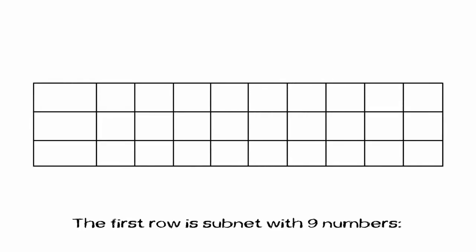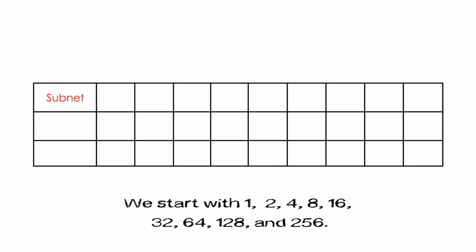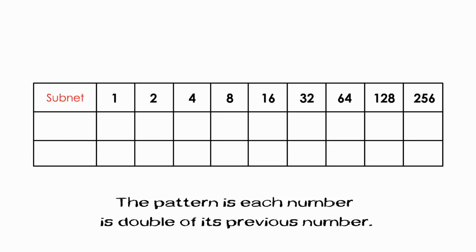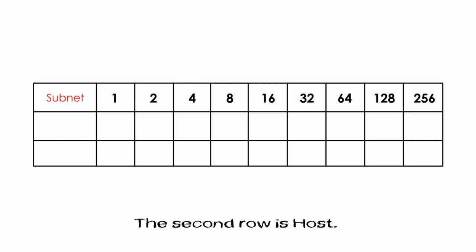The first row is a subnet with 9 numbers. We start with 1, then 2, 4, 8, 16, 32, 64, 128, and 256. The pattern is each number is a double of its previous number. Okay? The second row is a host.